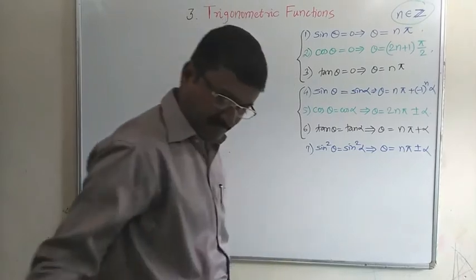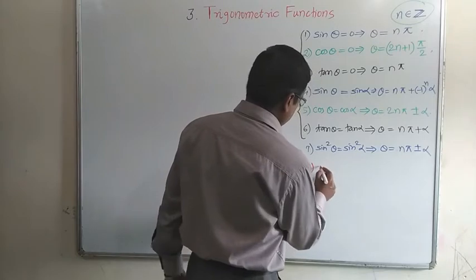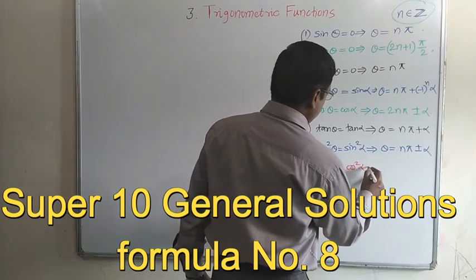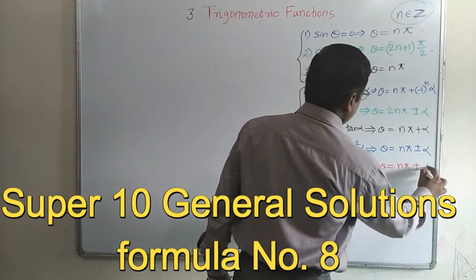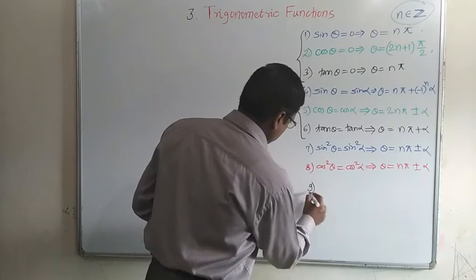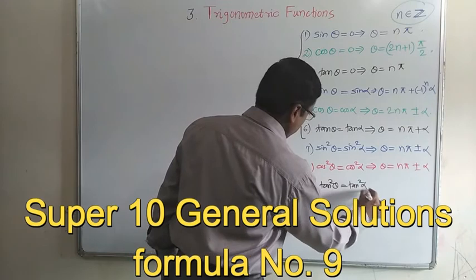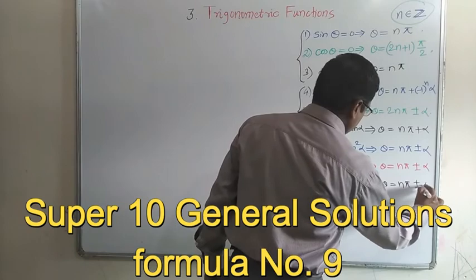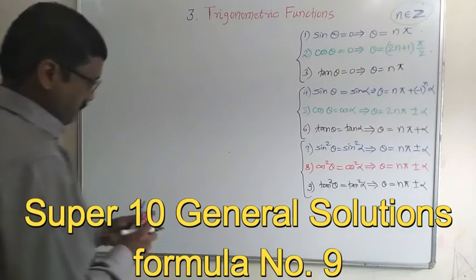Eighth result, I will write all three remaining results, 7, 8. That is cos square theta is equal to cos square alpha, which implies theta is equal to the same n pi plus minus alpha. And the last one, number 9, tan square theta is equal to tan square alpha, which implies theta is equal to n pi plus minus alpha. So this is the third group of results.